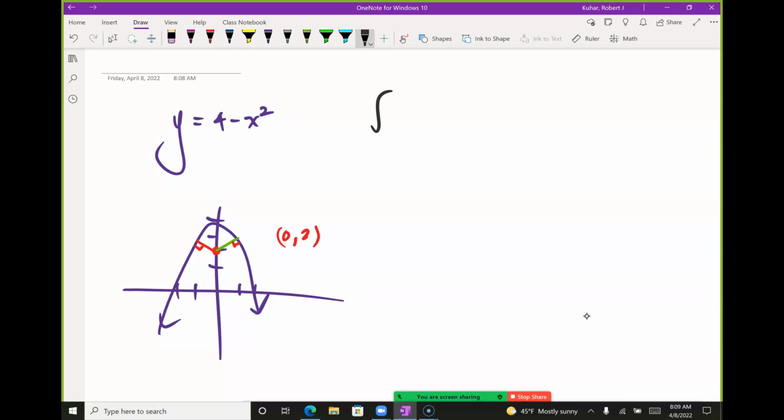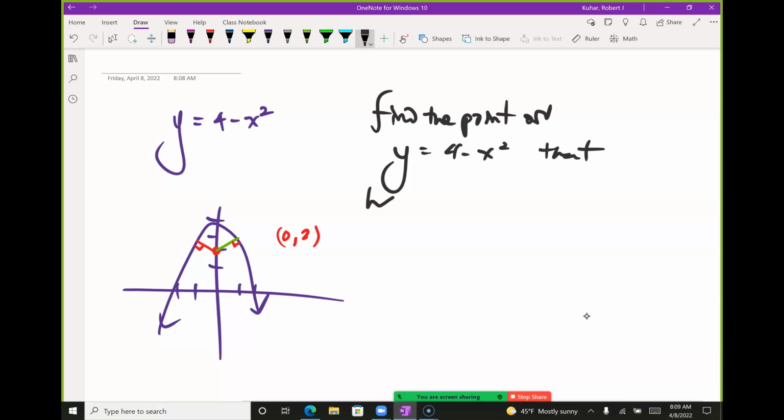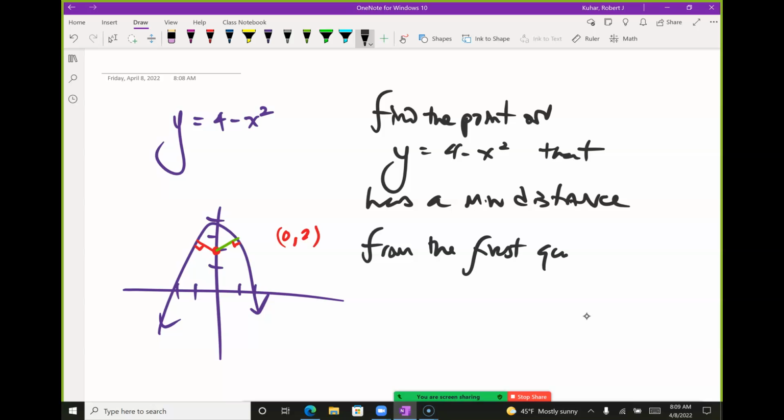So our question is, find the point on y equals 4 minus x squared that has a min distance from the first quadrant to 0, 2. Right? So we know what's going on here.